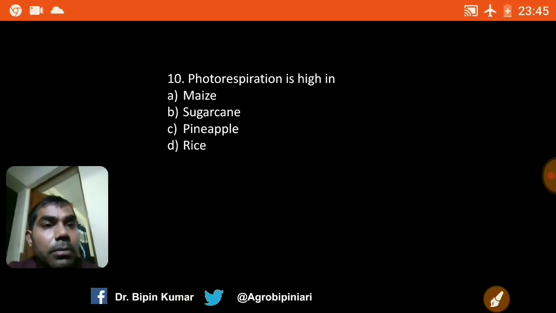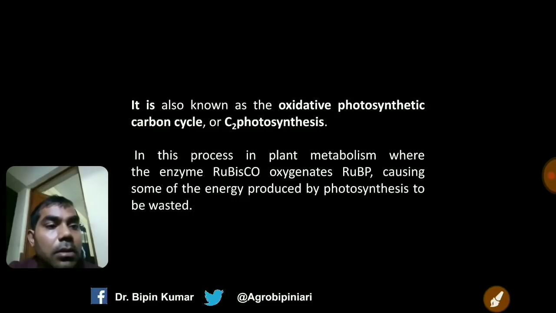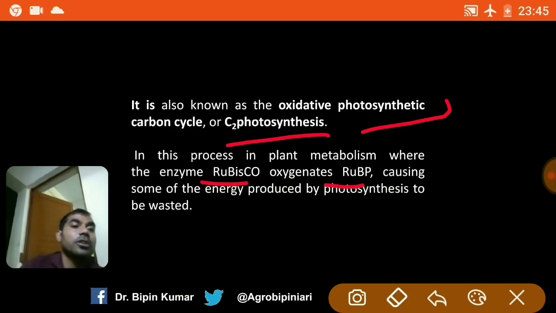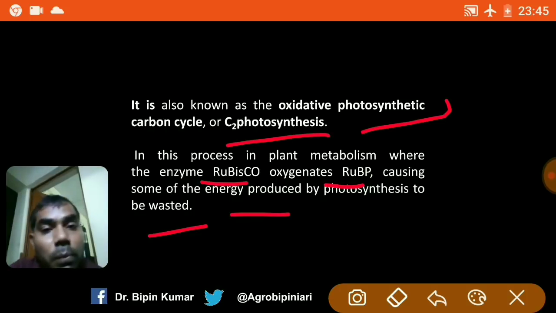Let's move on to some more explanation about photorespiration. It is also known as the oxidative photosynthetic carbon cycle, or C2 photosynthesis, sometimes. In this process of plant metabolism, the enzyme Rubisco oxygenates RuBP, the ribulose bisphosphate, and because of this some of the energy produced during photosynthesis is wasted. That's why this is a destructive or wasteful process, and that's why C3 plants have less productivity compared to C4 plants, because most of their energy is lost in the form of photorespiration.